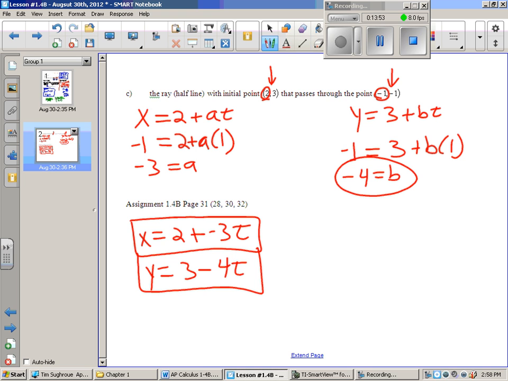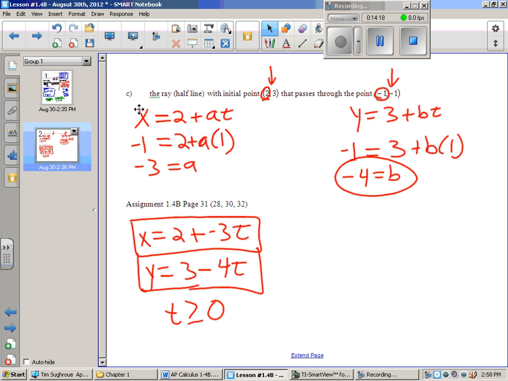The last thing that we have to do then is just set up the parameter interval. Where do we want it to start? Where do we want it to end? The only difference here is we're still starting at 0. So the time is going to be greater than or equal to 0, but it's going to go on forever. There is no end point. So it's best to write it really like this. This is going to be when t is greater than or equal to 0.